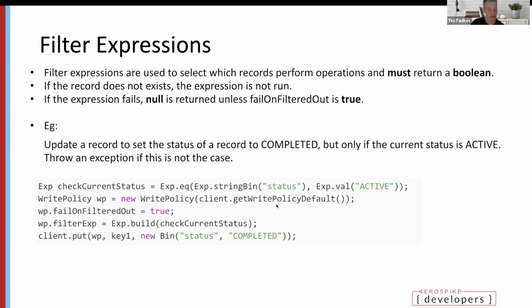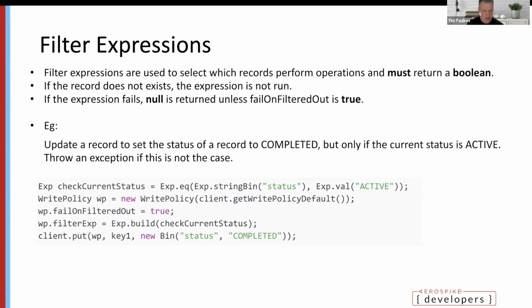If the record doesn't exist, again, that expression isn't run. So if I'm doing a batch get and I've given it a key and that batch key doesn't exist, Aerospike won't bother running the filter expression. But if the expression fails, null is returned unless we explicitly set a client policy flag which says fail on filtered out. If we set that to true, then an exception will be thrown.